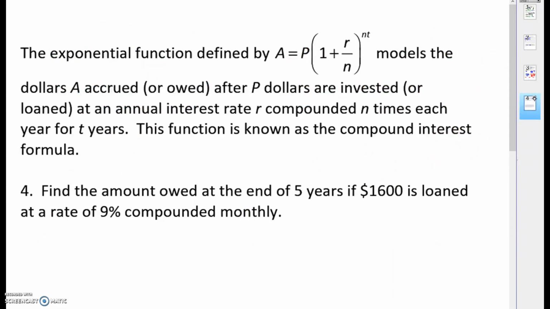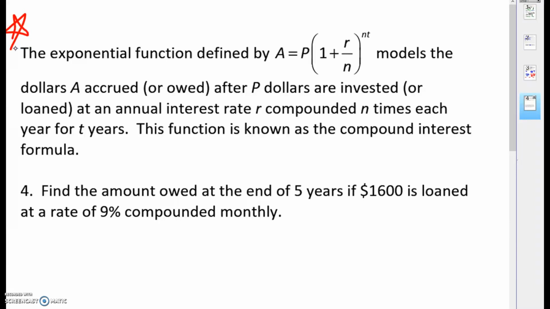All right, the exponential function defined by A equals P times 1 plus r over n, to the nt, models the dollars accrued or owed after P dollars are invested or loaned at the annual interest rate. Guys, if you learn one thing in any high school math class, this is it. Because, guys, this is how interest is calculated. So anytime you buy a car, anytime you do a mortgage on a house, anytime you have anything that carries interest, this is how your interest is being calculated. So learn this. This is very important.